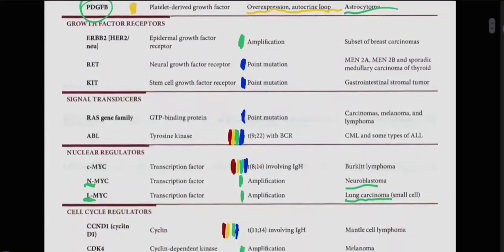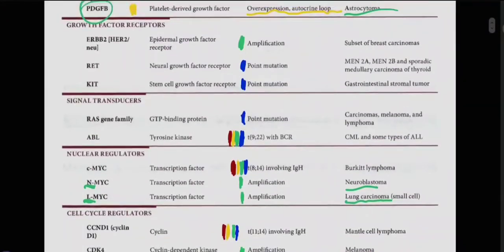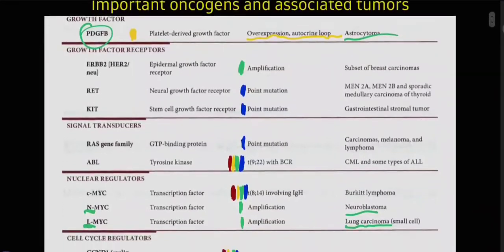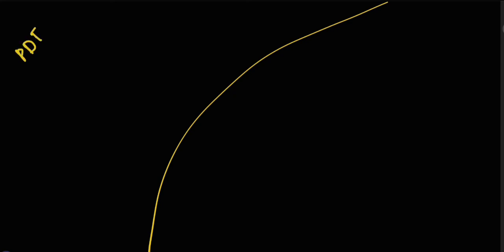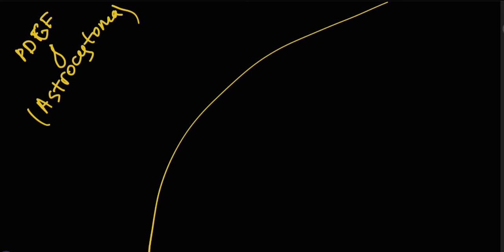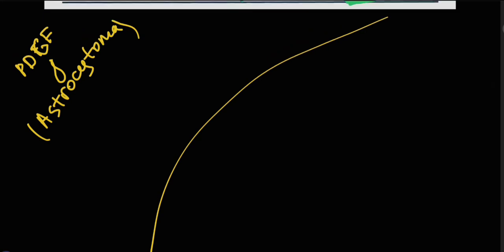Let's begin our learning session. The first one is platelet-derived growth factor. It is a growth factor, and when there is a lot of growth factor, the cell begins to divide. Here is the cell, and PDGF, and astrocytoma. It works by autocrine loop.